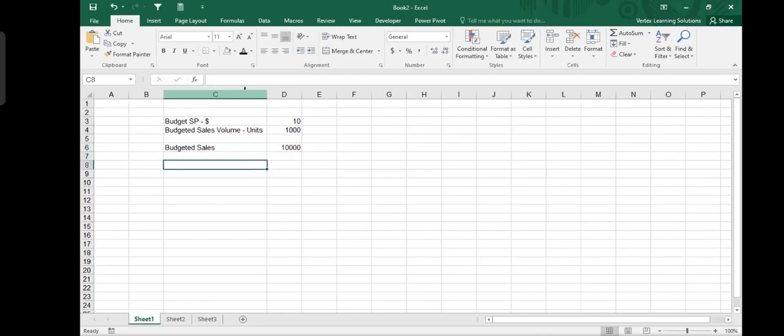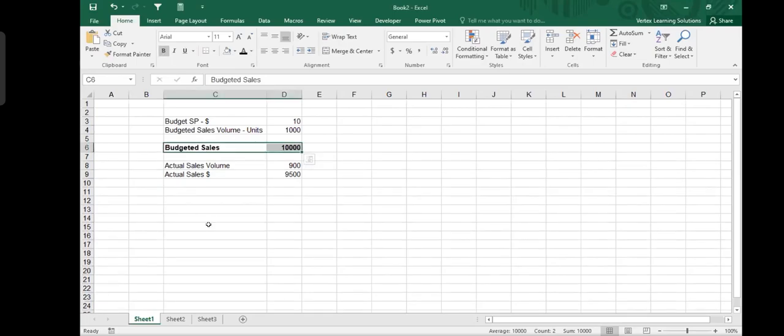Then it says that actual sales volume was 900 units, and actual sales in dollars, actual sales were how much? Let's suppose that actual sales were 9,500. Okay, now what do you have? You have budgeted sales. You already have budgeted sales. You already have actual sales. So these two numbers you got.